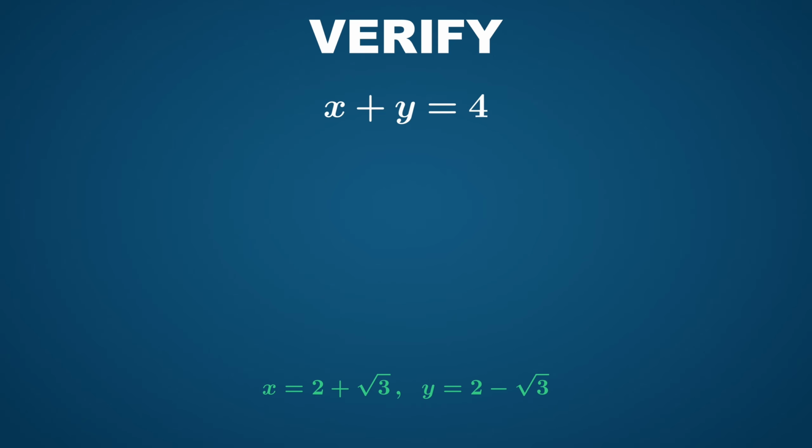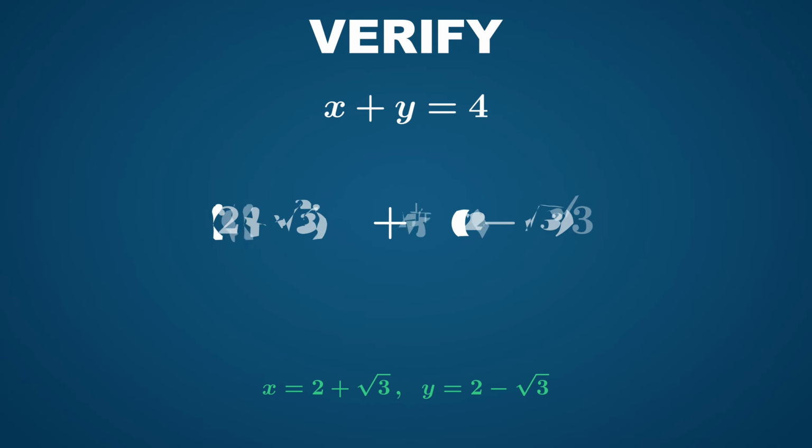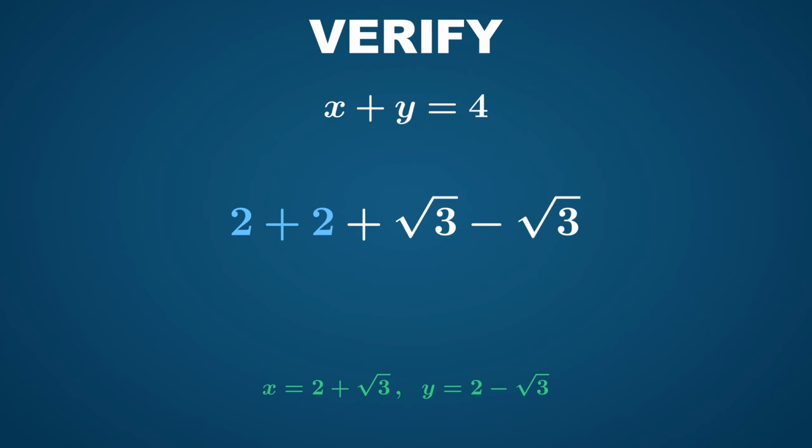The first original equation is x plus y equals 4. We substitute our values. On the left side, we write our x value, 2 plus the square root of 3, and to that we add our y value, 2 minus the square root of 3. We gather the whole numbers together. 2 plus 2 is 4.